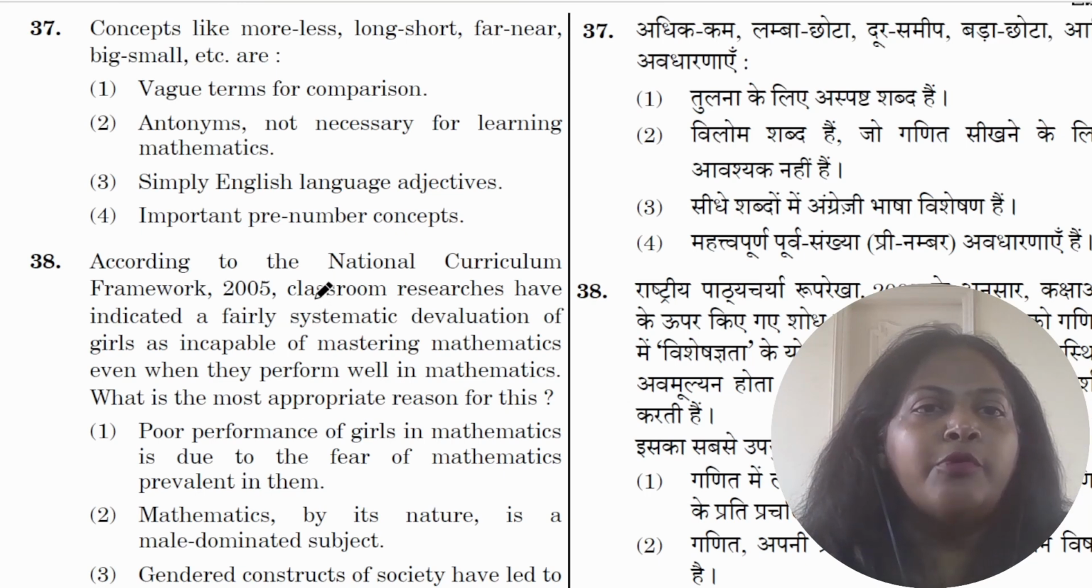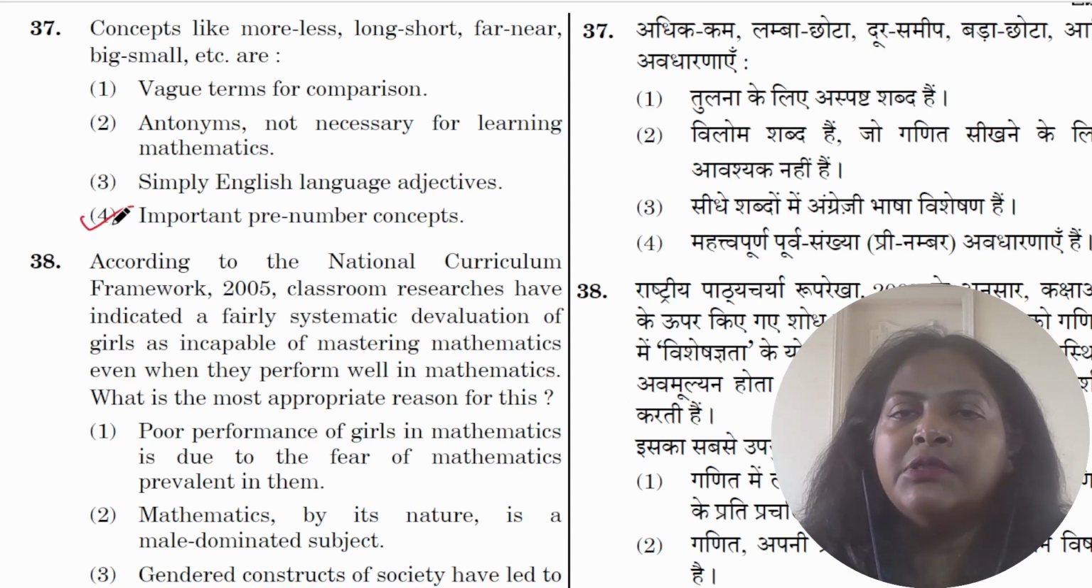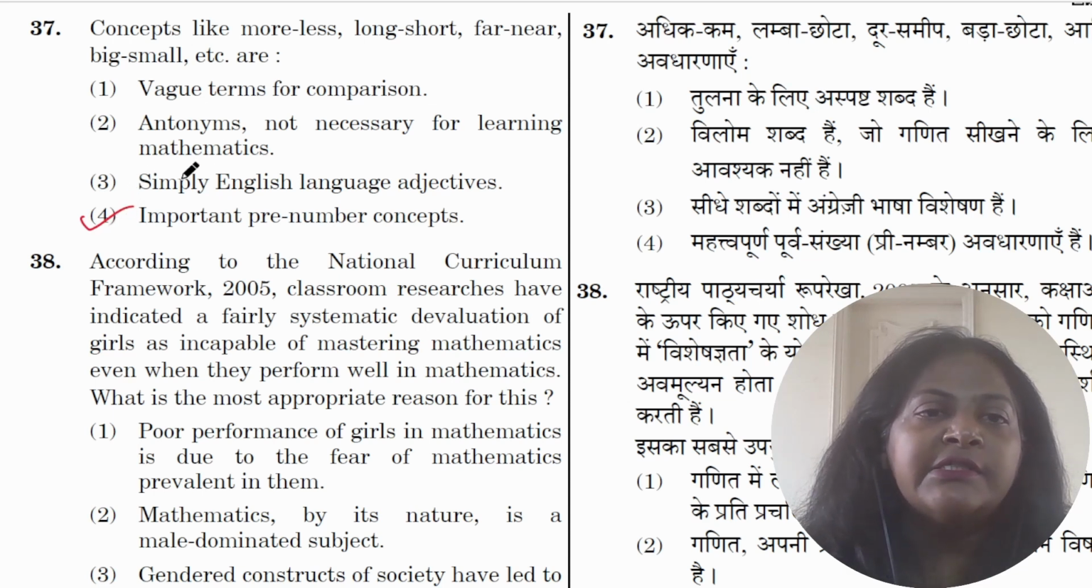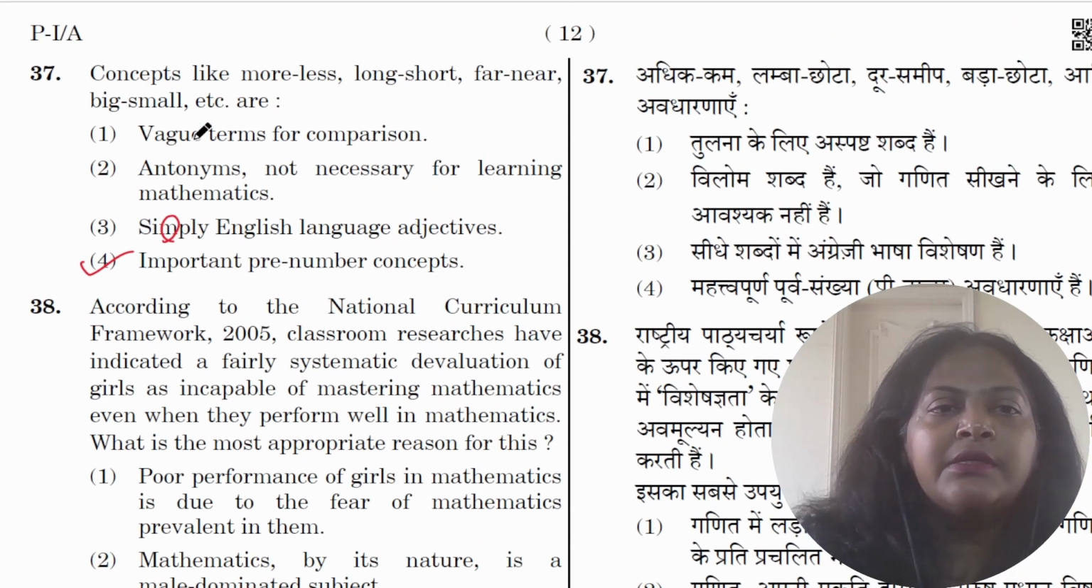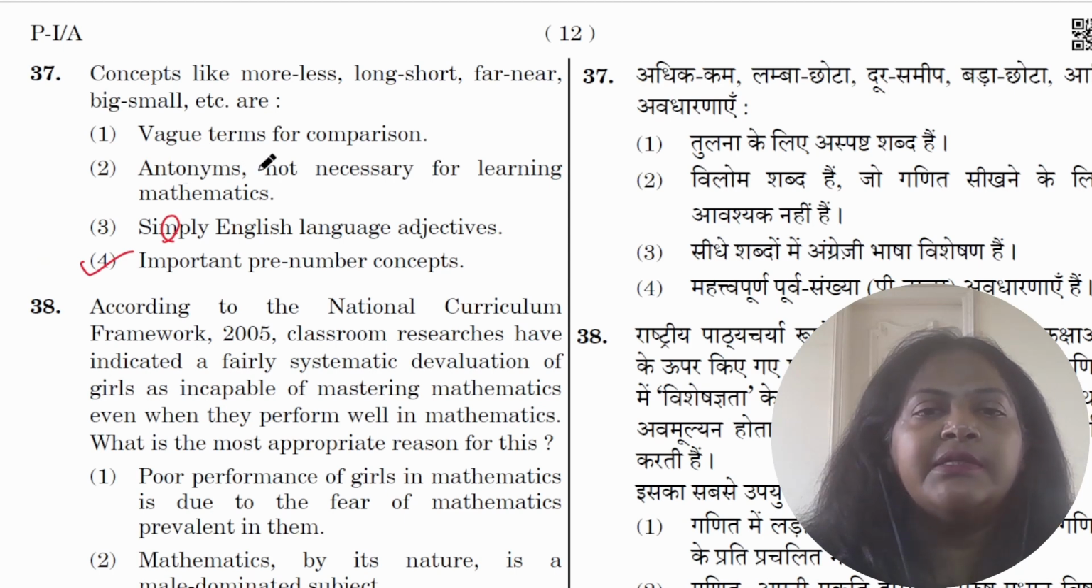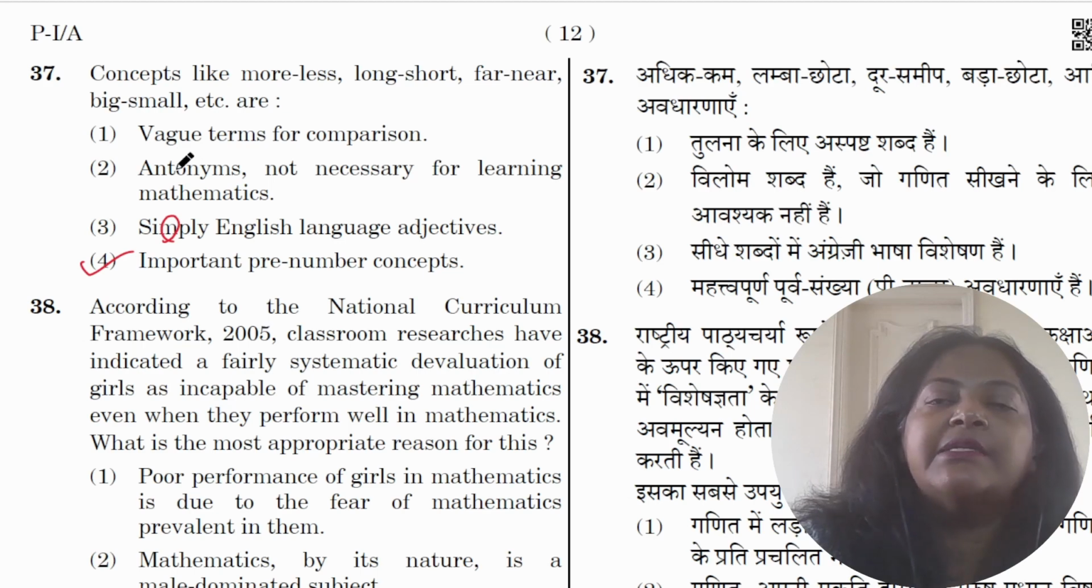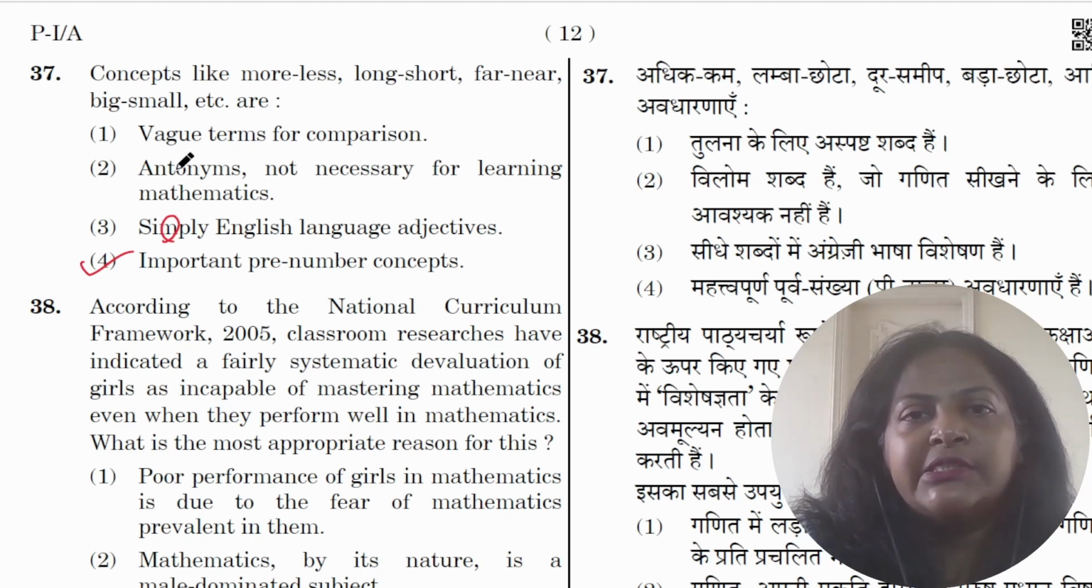Concepts like more, less, short, long, near, far, big, small, etc. What are they? These are important pre-number concepts. Please remember that before a child learns how to study maths, these are simply English adjectives. They are antonyms, but necessary for learning mathematics. They are vague terms. Yes, they are vague, but basically these are very important pre-number concepts.